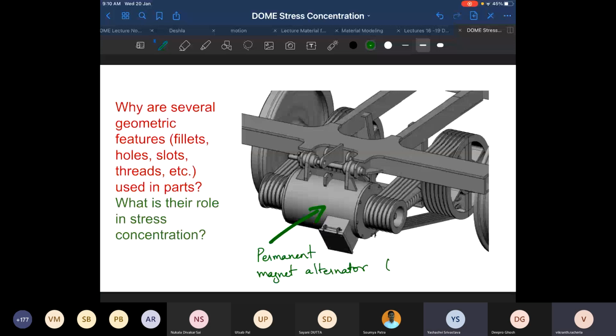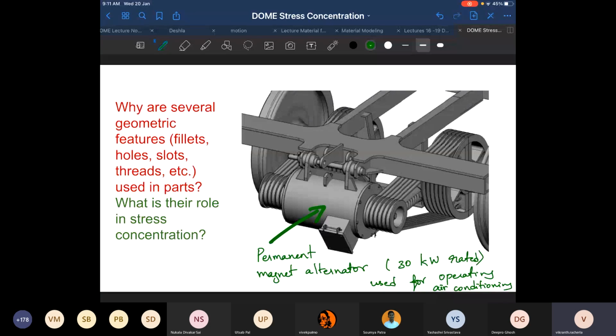So this was 30 kilowatt rated. Used for what? Generating electricity from the moving wheels of the train. It is used for operating the air conditioning on trains.